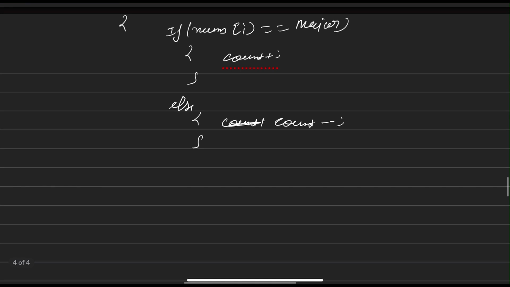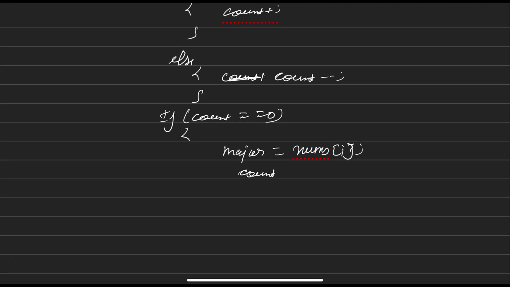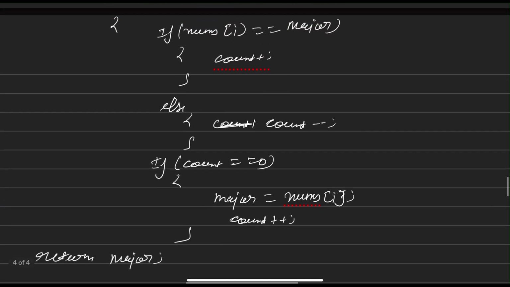And the third case, suppose my count is equal to 0. In that case I just update the measure variable. So measure equal to nums of i, and increment the value of count. Okay, and close the loop, close the if condition. After this you just return the measure. So this is the complete logic.